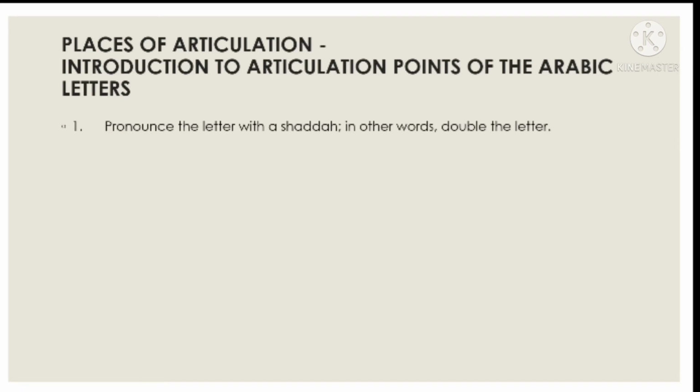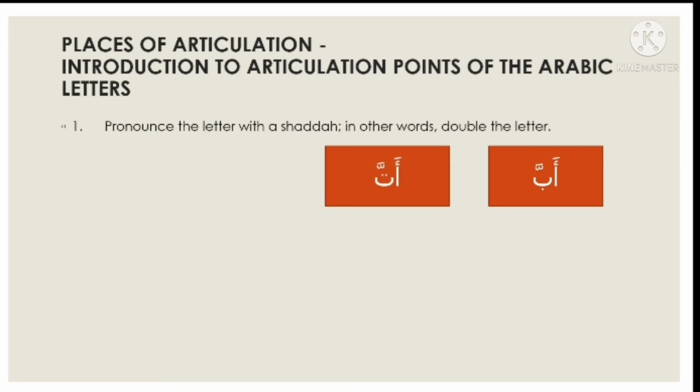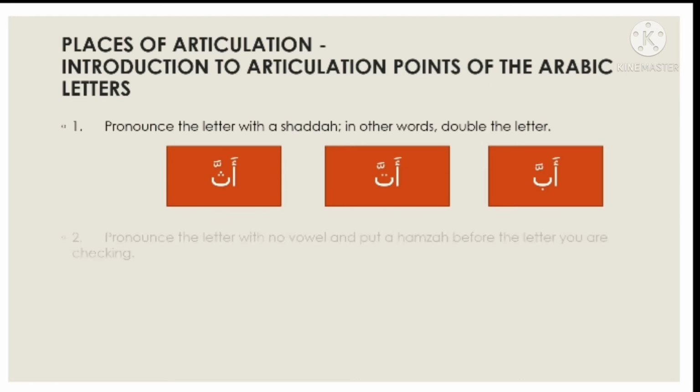So let's look at how to pronounce the letter with a shadda and how to check the makhaarij of that letter. So if you pronounce the ba with a shadda on it and then hamza before it, it will be like abba. And if you pronounce ta with a shadda on it, it will be like atta. And if you pronounce letter tha with a shadda on it, it will sound like atha. And you can do the same thing for all the letters of Arabic.